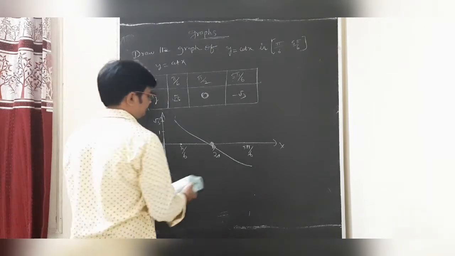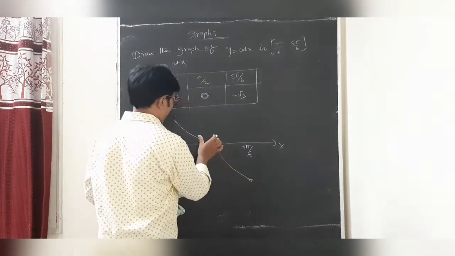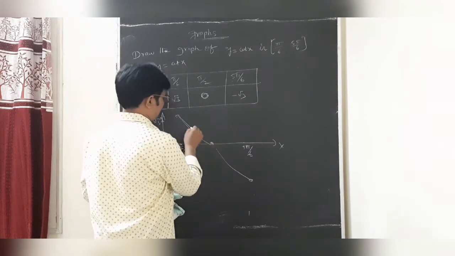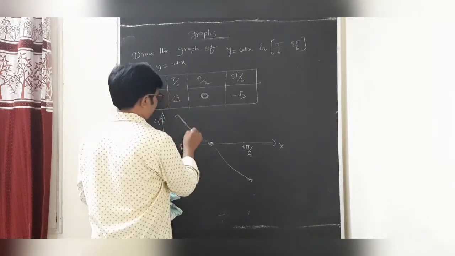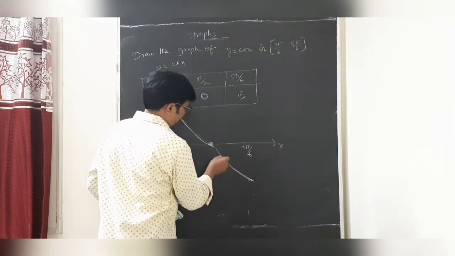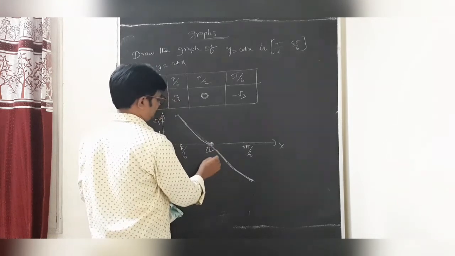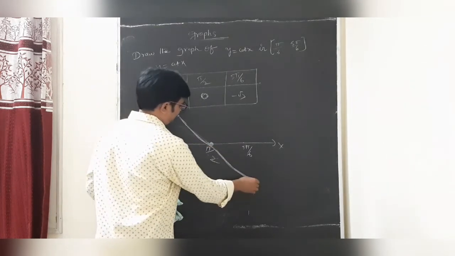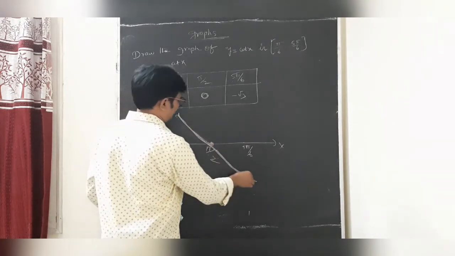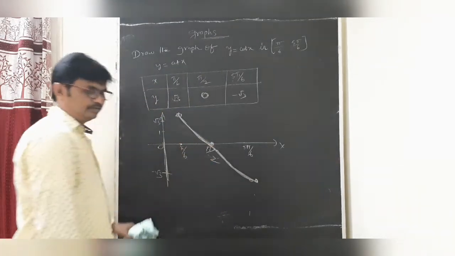Just 1 minute students. The graph is like this. This is the graph. This is the 90. Is it clear students? Just write the curve shape only. This is minus root 3, this is root 3, this is 90. Okay students?